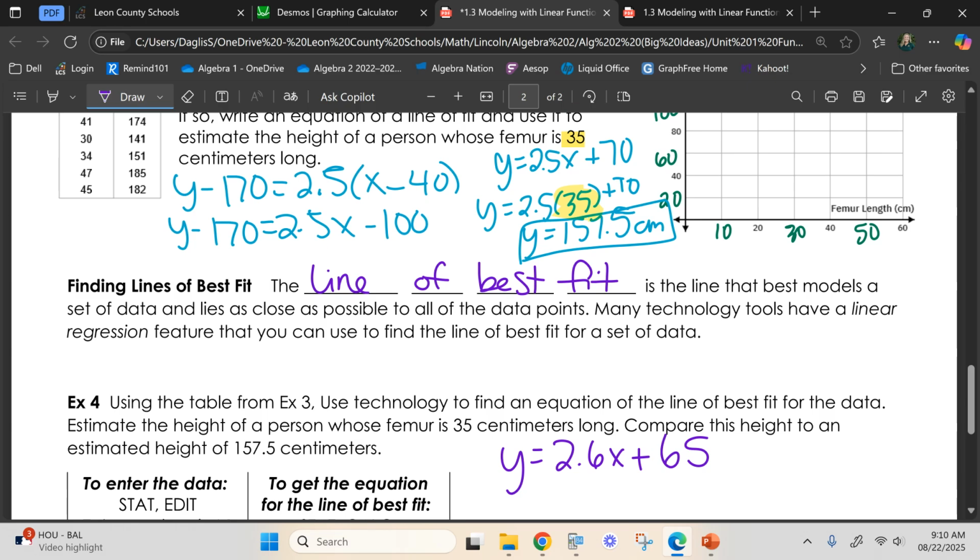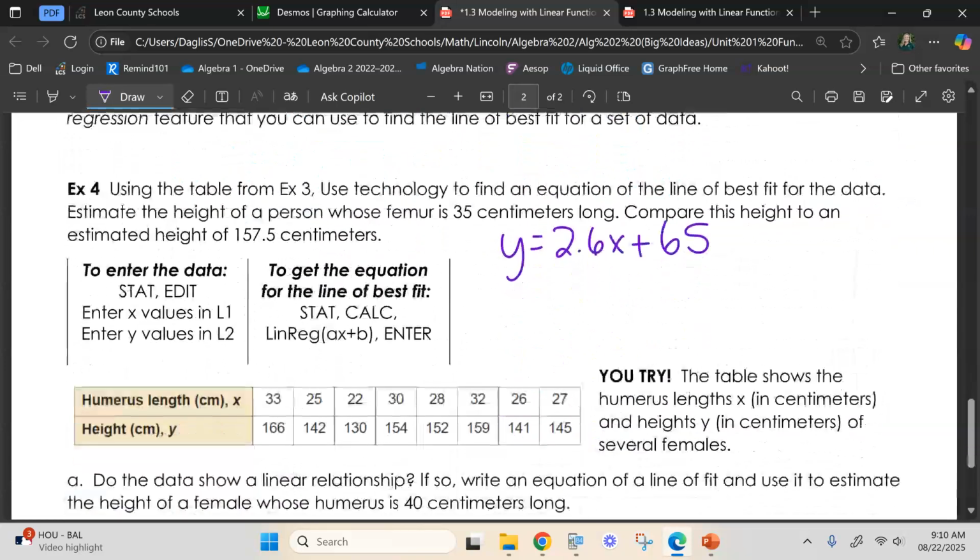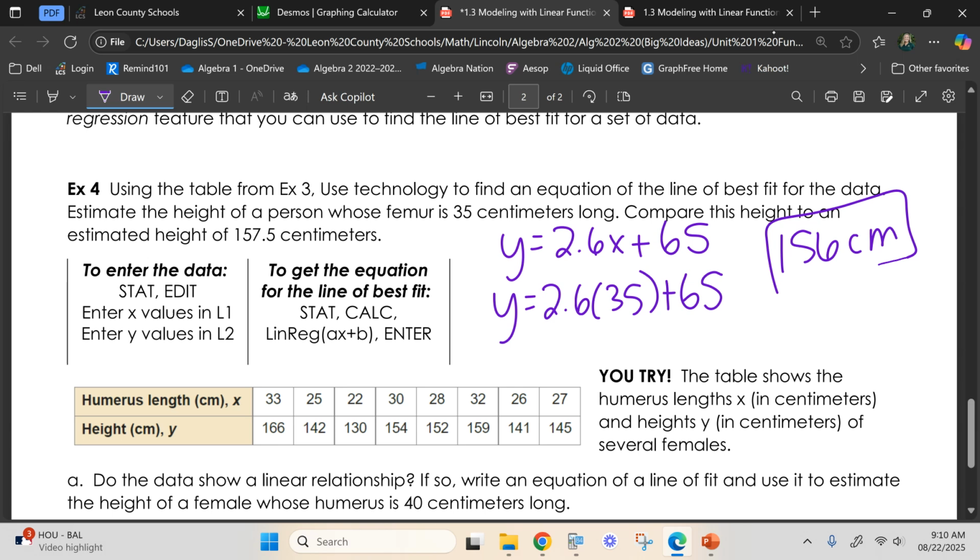Plug in 35. See how close we were to the 157.5 answer. What do we get? 156? Anybody else? I like to get like 2 or 3 people. We agree? I see some nods. Okay. So about 156 centimeters. So we were close, right? But we were 1.5 centimeters too high.